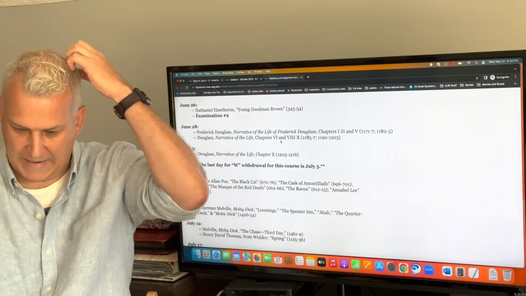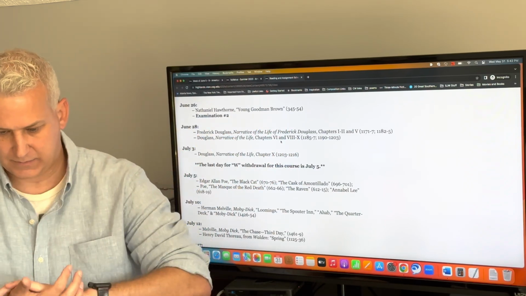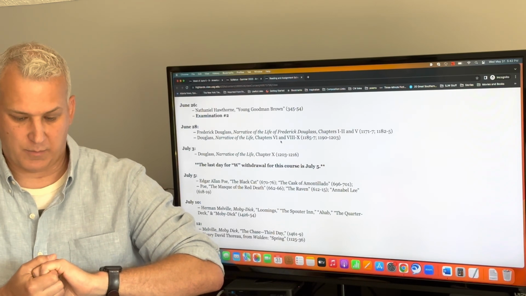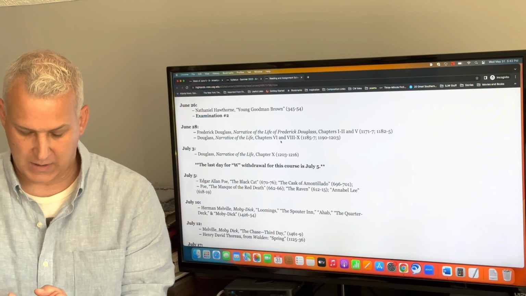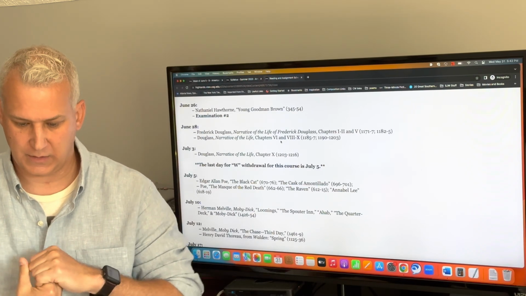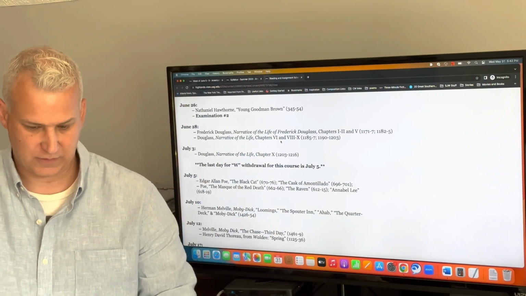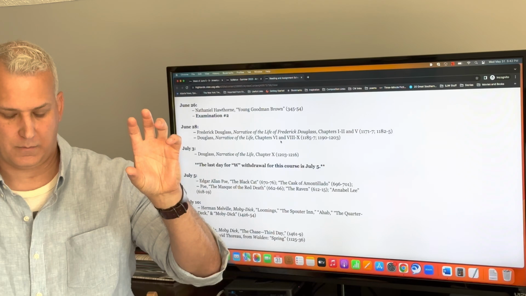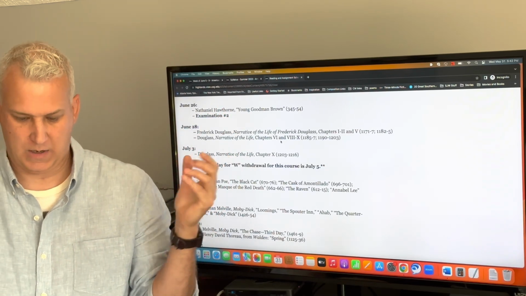We will read some Edgar Allan Poe: The Black Cat, The Cask of Amontillado, Masque of the Red Death, The Raven, and Annabel Lee. Then we're going to read a few chapters from what is generally understood to be, if there's a single greatest American novel, Moby Dick. We're going to read from the beginning of Moby Dick and then the last chapter of The Chase, the third day. Moby Dick is about a whaling expedition and this attempt to kill the great white whale, Moby Dick.